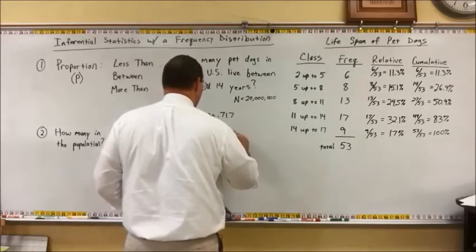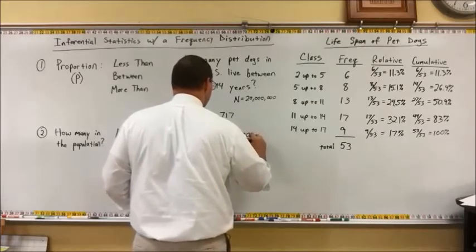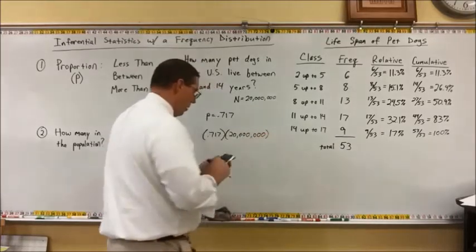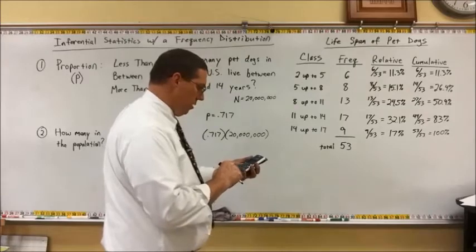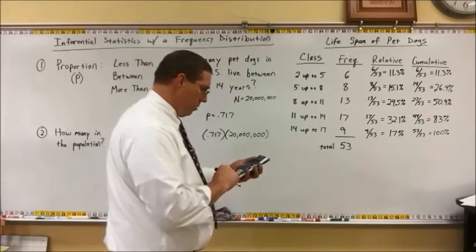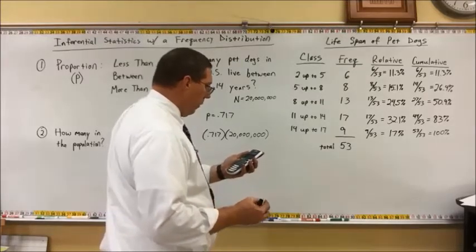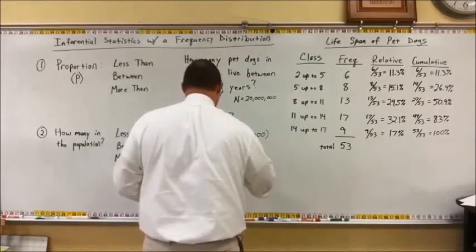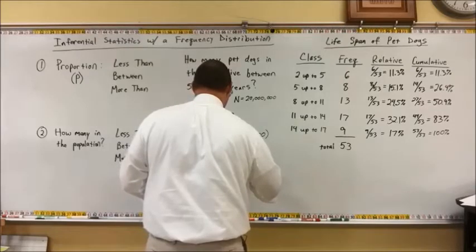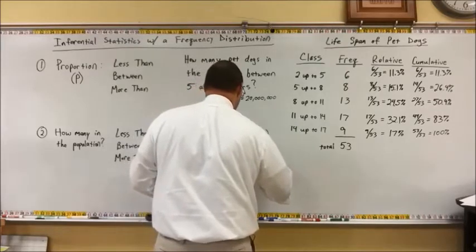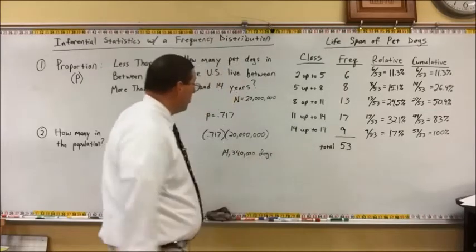And now we're going to multiply that number by the population, and that'll give us our answer. 0.717 times 20 million is 14,340,000. 14,340,000 dogs. Pet dogs in the United States.